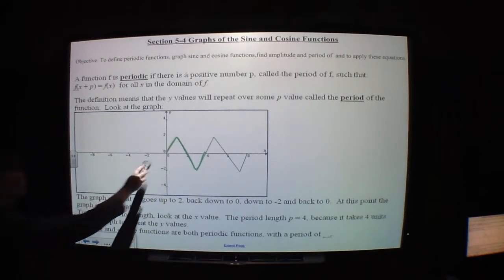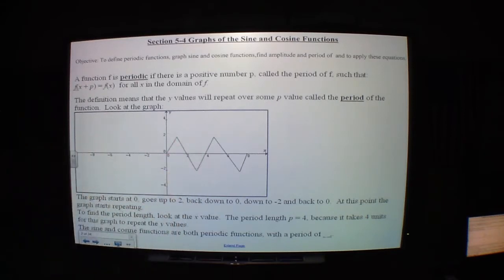So here's my graph right here. This is a periodic graph. It repeats itself. It starts at 0, goes up to 2, goes back down to 0, down to -2, back up to 0, and then it repeats itself. To find the period length, we look at our x values. So our period length is 4, because at p equals 4, it starts repeating itself.